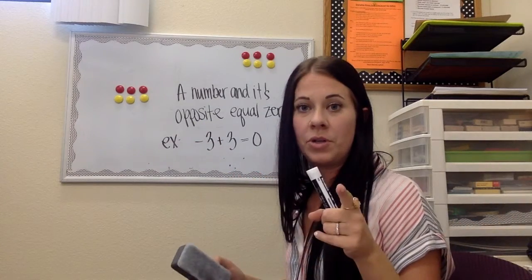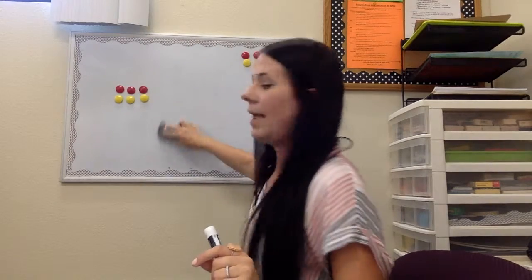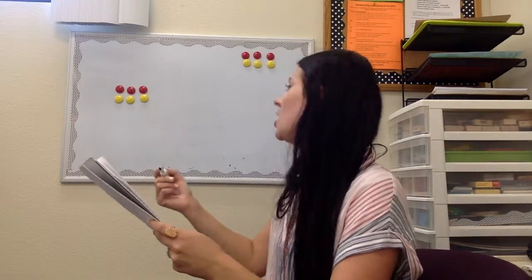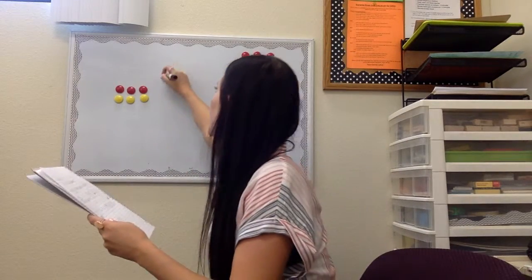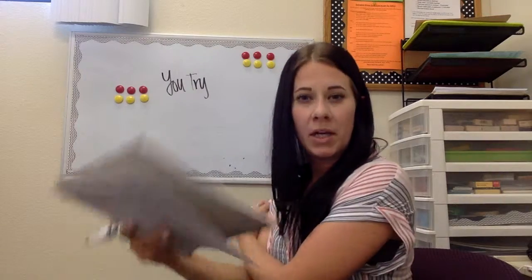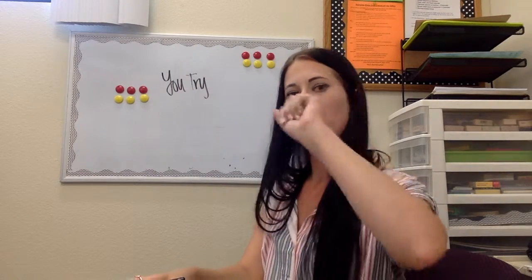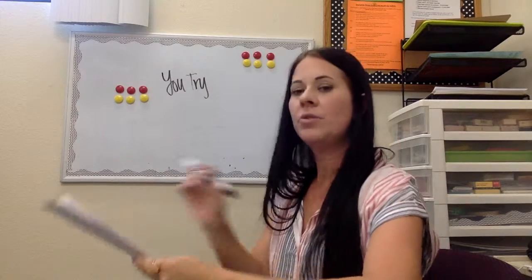So I want you to try these problems. They are not going to be problems you can use counters with, so you're going to have to really stick to those rules. So in your math notebook, go ahead and write the words you try. Okay, so you're already under the heading of 1.2 like it says in the lesson plans. And then just label somewhere real quick, you try. And I want you to try these problems.